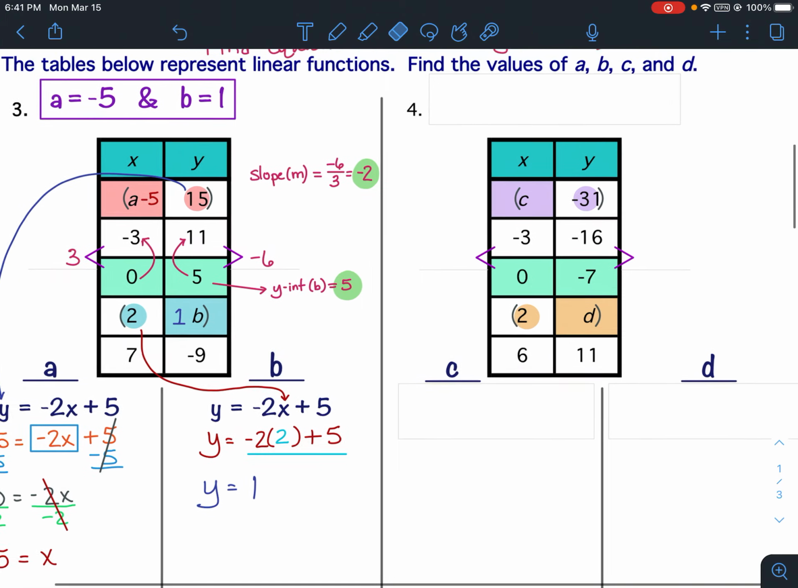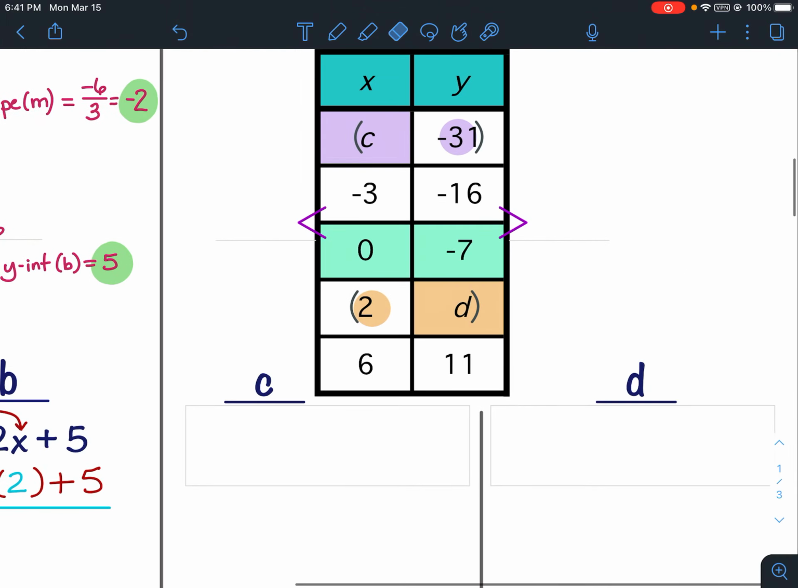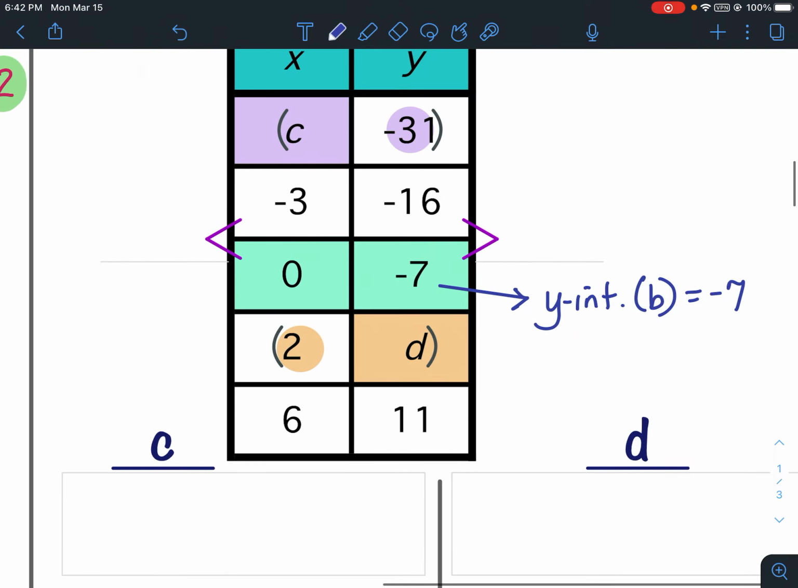Okay, number 4. I'm going to help you with the hard part, which is coming up with the equation. So let's start with the y-intercept. Y-intercept is the value of y when x is 0. So right there is that ordered pair. X is 0, y is -7. So my y-intercept, the b value, is -7. The slope, I'm going to take -7 and subtract -16.